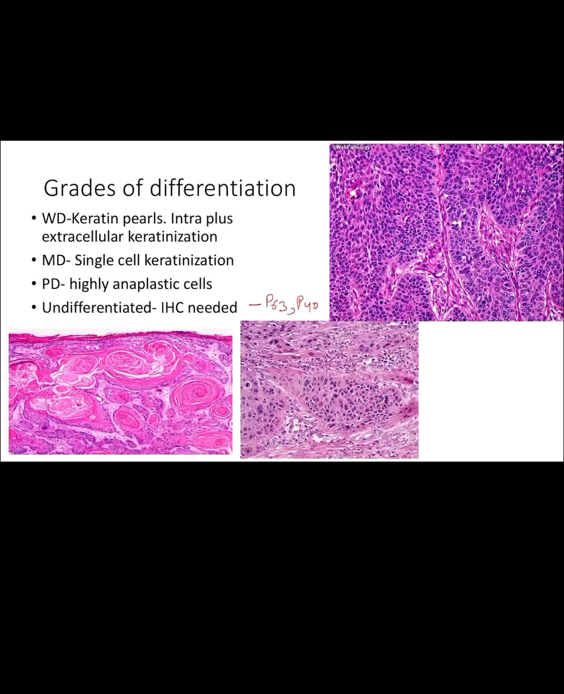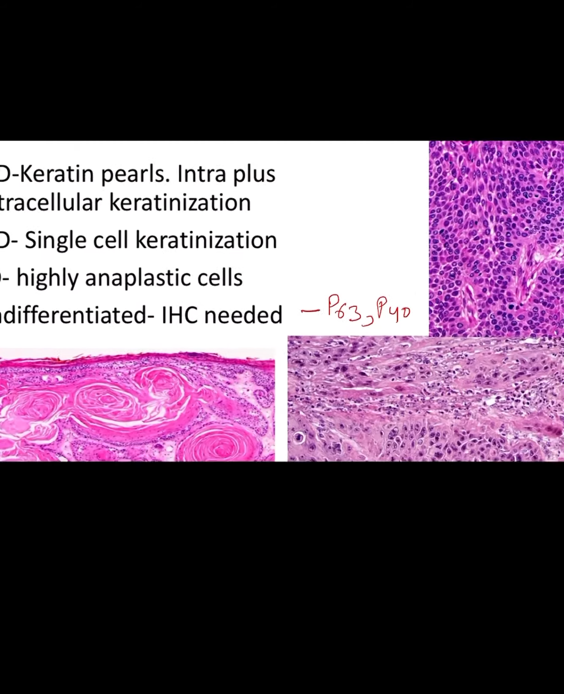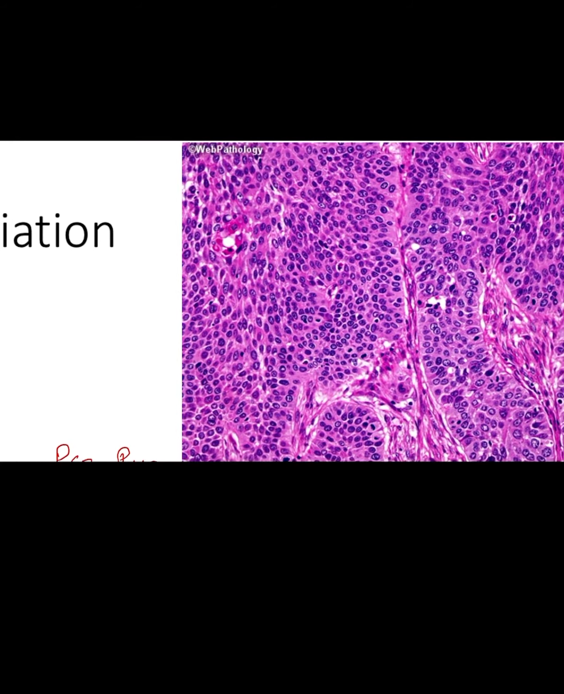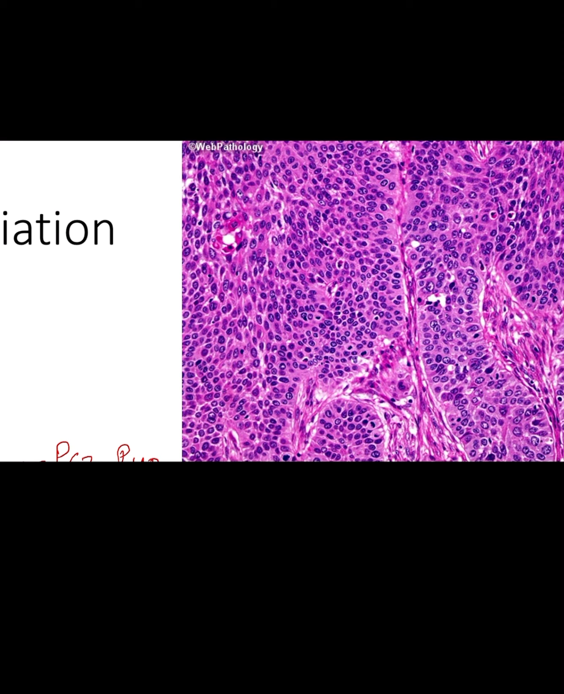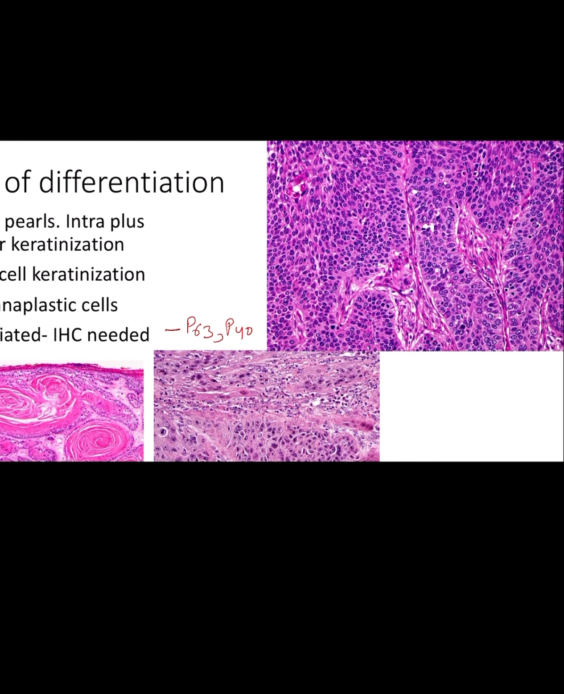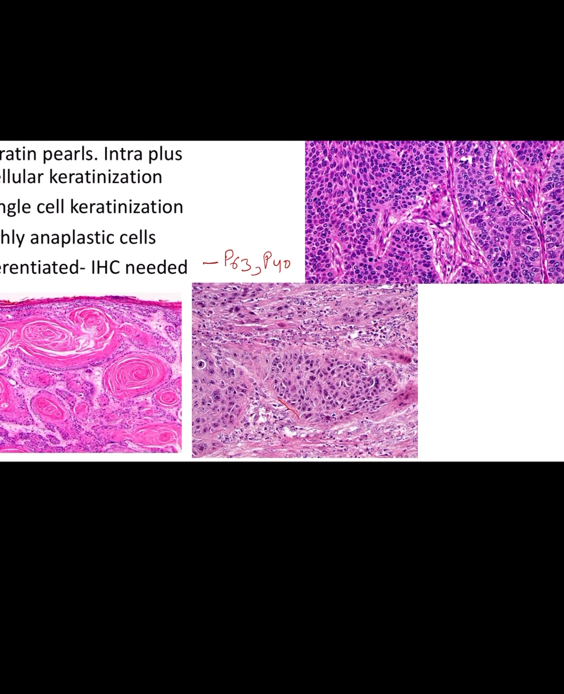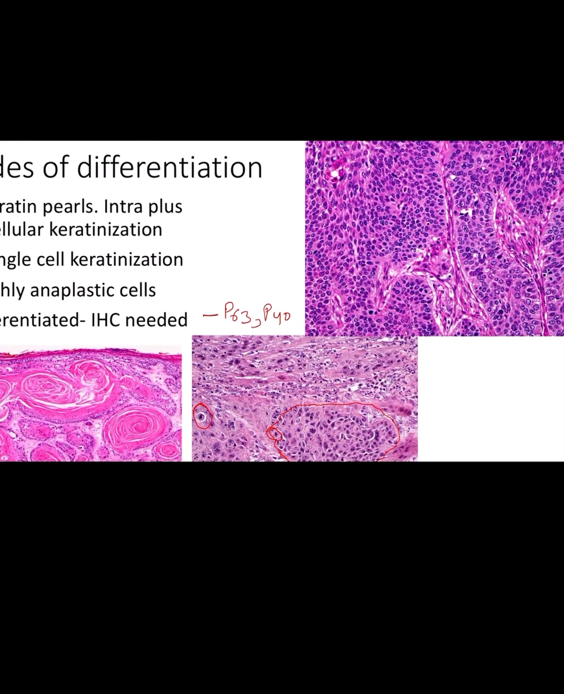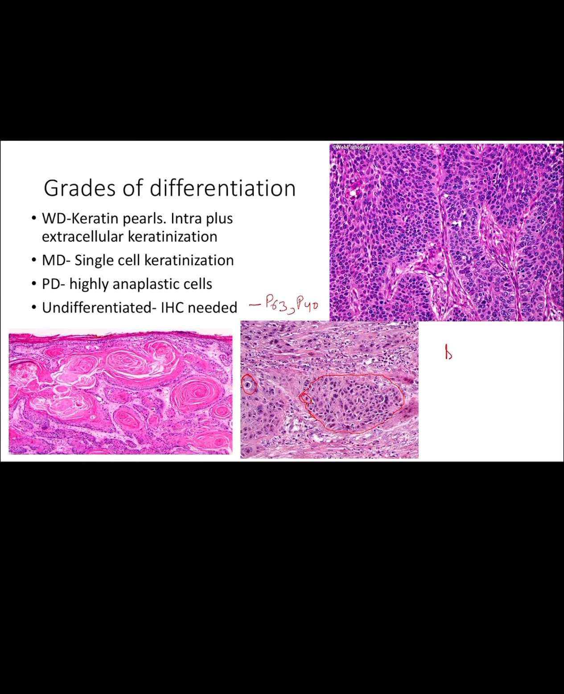So you see here, these are squamous cells which are hyperchromatic and pleomorphic, and they are invading the dermis in the form of these nests. You can also see mitotic figures, and the cells are pleomorphic in appearance. Generally we grade squamous cell carcinoma on the basis of keratinization.